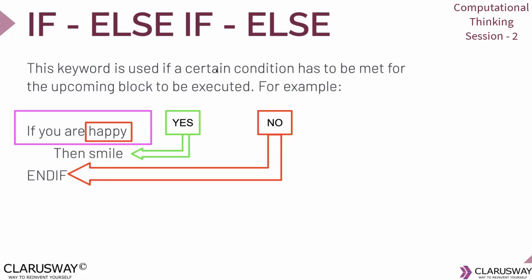Okay, this keyword is used if a certain condition has to be met for the upcoming block to be executed. So this is the if statement again. If you are happy, it is the if keyword. It checks if you're happy. If the answer to this is yes, so if this is true, then smile. If the answer to this is no, then the if ends, okay? You have to use the words end if to declare that the if block has ended, all right?